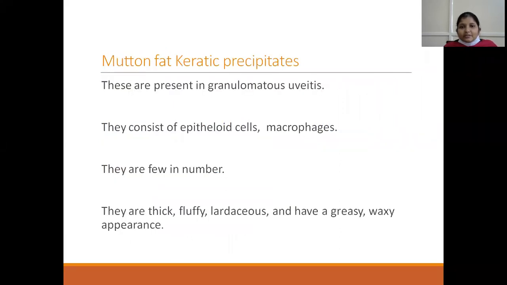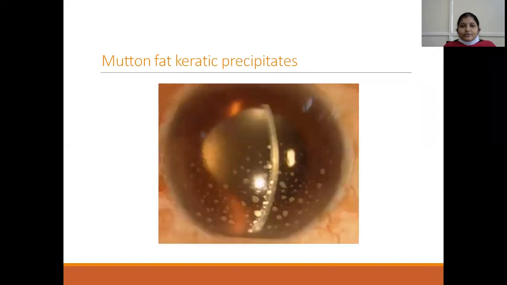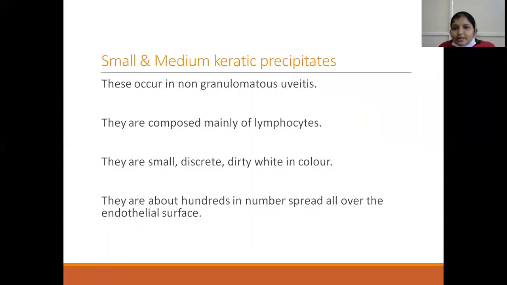So first we'll deal with mutton fat KPs. These are present in granulomatous uveitis and they are composed of epithelioid cells as well as macrophages. How do they appear? They are thick, fleshy, fluffy, lardaceous, and they have greasy or waxy appearance, and they are few in number. So this is a figure showing mutton fat KPs. So all these whitish deposits present in the posterior surface of the cornea are keratic precipitates. As you can see, they are very thick and fluffy, greasy or waxy in color. So this is a feature of granulomatous uveitis.